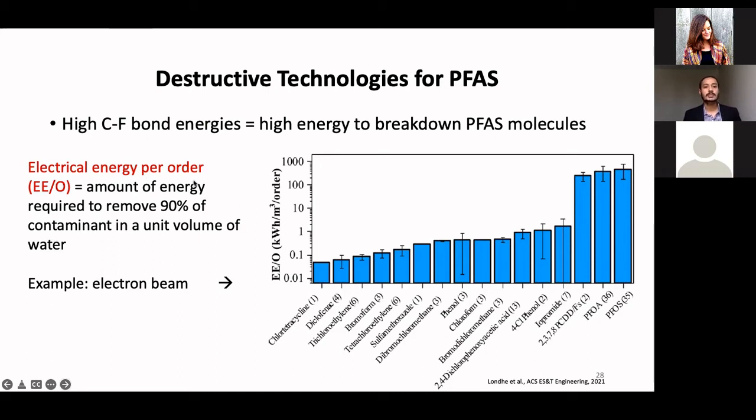Electrical energy per order is defined as the amount of energy required to remove 90% of contaminant in a unit volume of water. So the higher this value, the more energy is needed to remove the same amount of contaminant. And as you can see, out of all these contaminants, the EEO for PFOA and PFOS is three orders of magnitude higher than these other common groundwater contaminants. That clearly shows how stable these compounds are and how energy intensive these destructive technologies are for treatment of PFAS.